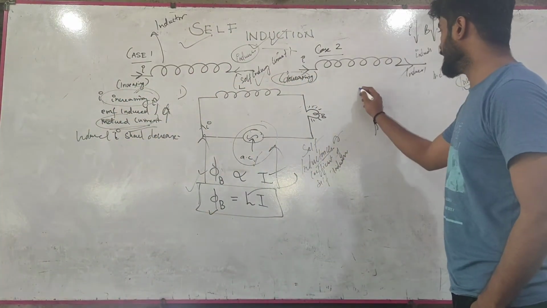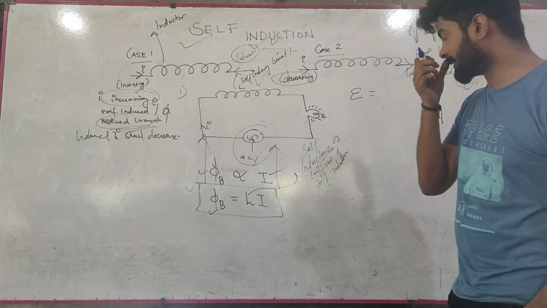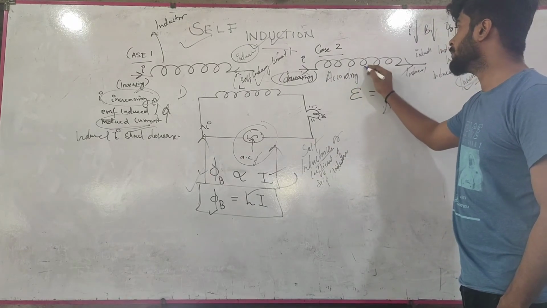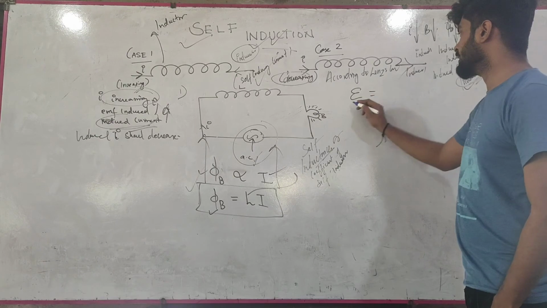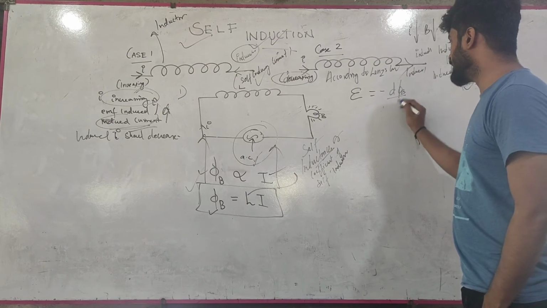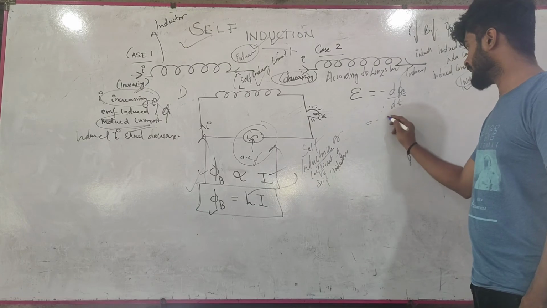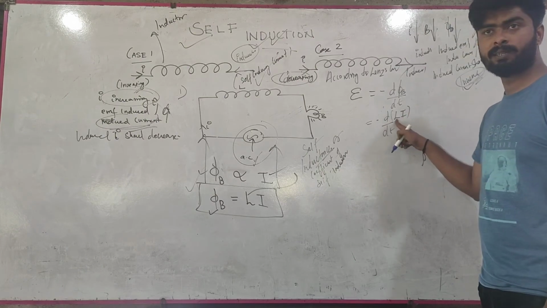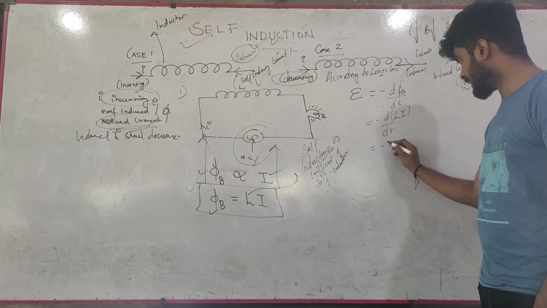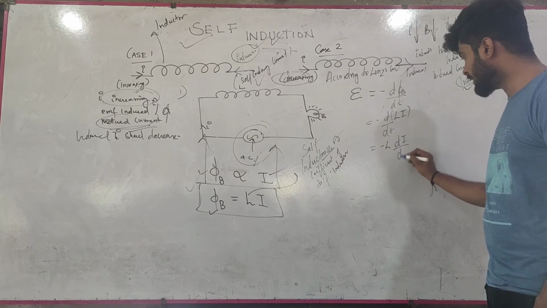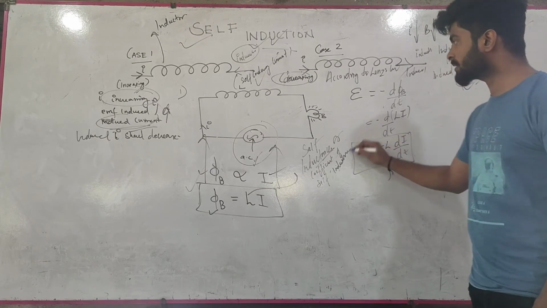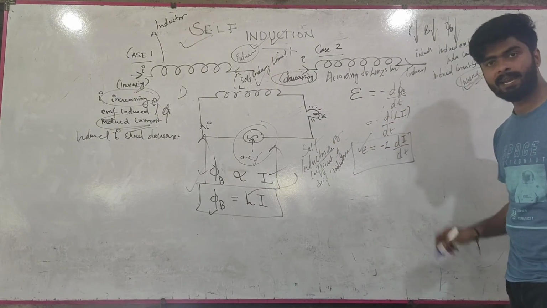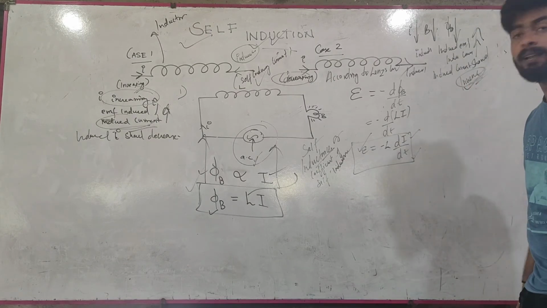I want to find the EMF. Using Lenz's law, can I write E is equal to minus d phi B by dt? In the next step, minus d by dt of phi B, and phi B is Li. Is L a constant? So L can be taken outside: minus L into di by dt. This is the EMF induced in this coil. So the EMF induced in this coil is minus L di by dt.